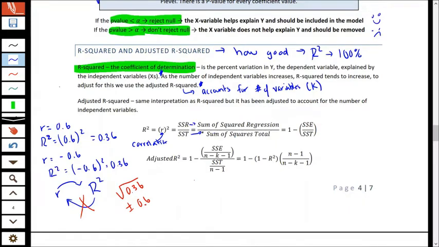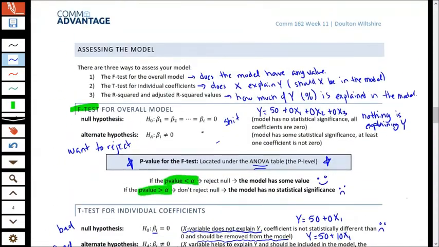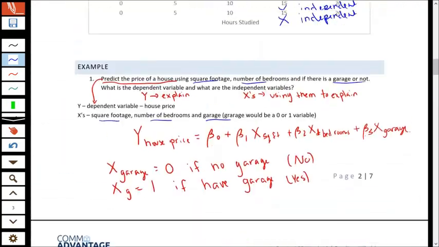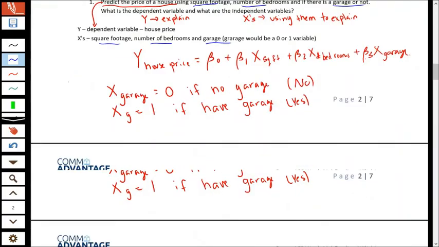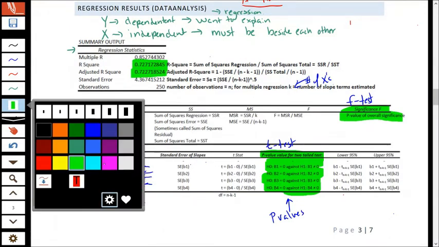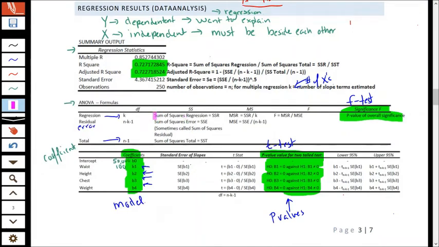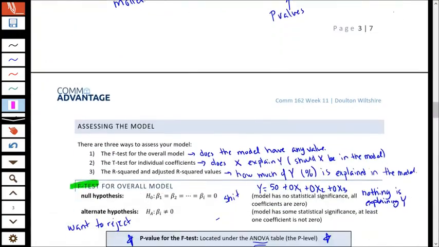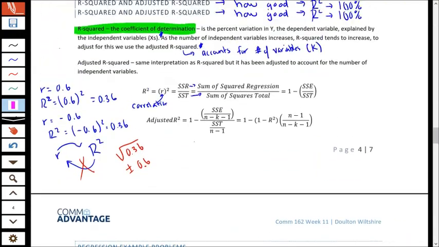And so our SSR and our SST come off of our ANOVA table. The sum of squares regression is going to be in the first SS spot, where it says regression. The sum of squares error, if we need it, SSE, is going to be in the second spot, and the sum of squares total is going to be in that total spot there. We're going to see that in a moment when we start running some problems.